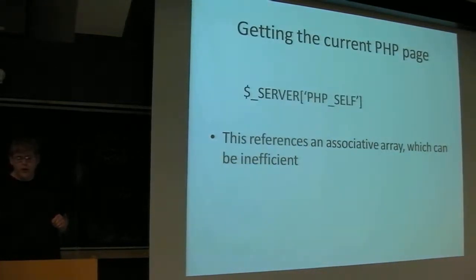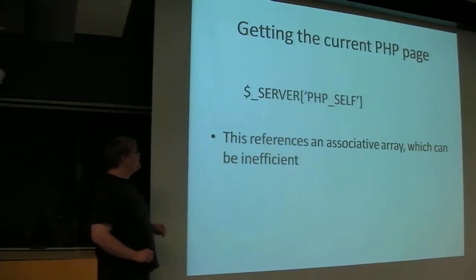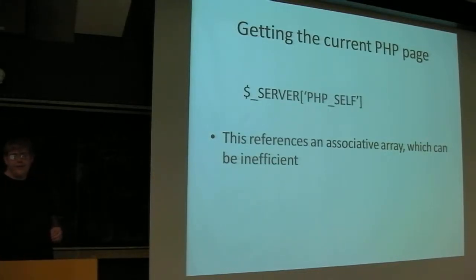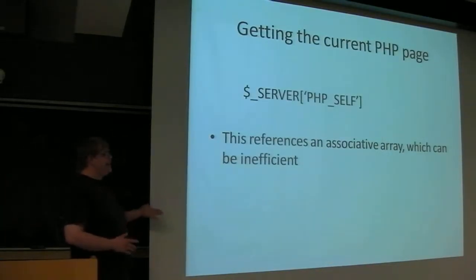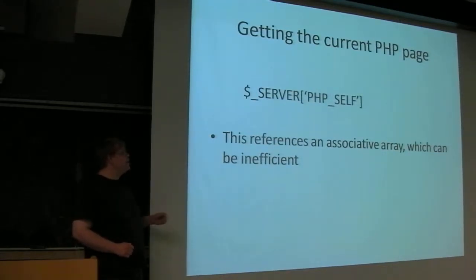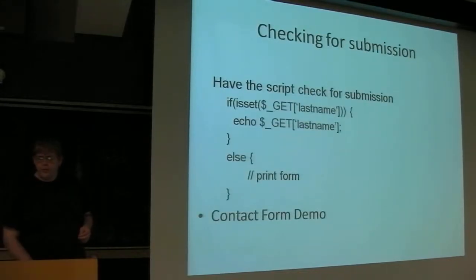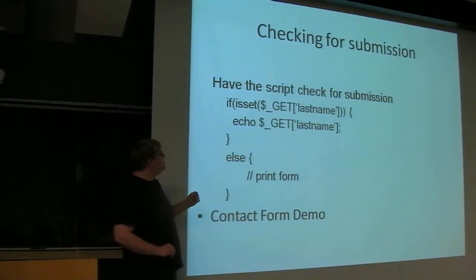Moving on, getting the current PHP page, $_SERVER PHP_SELF, really self-explanatory. This references an associative array, which is inefficient in PHP. So it's kind of one of those things where you really need to figure out what page you're on, or can you guess it from references around you. Checking for submission: isset, get last name, and then echo it out. Otherwise, do nothing.